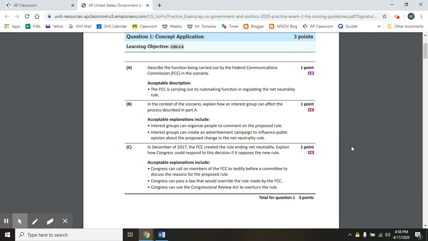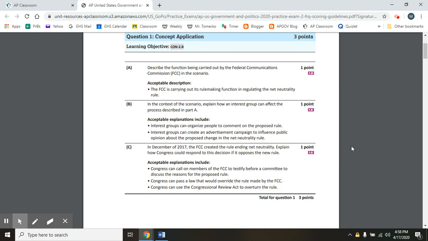Okay. And then finally, Part C says the FCC created this rule ending net neutrality. Explain how Congress could respond to the decision if it opposes the new rule. So we want to make sure that Congress is going to do something that shows that they don't like the new rule and they're going to try to change it. So they mentioned that Congress could call on members of the FCC to testify before a committee to discuss the reasons for the proposed rule.